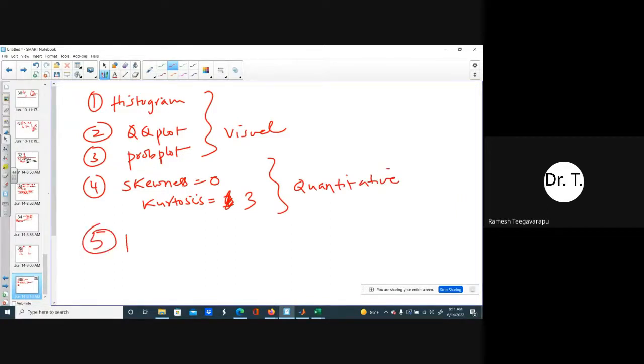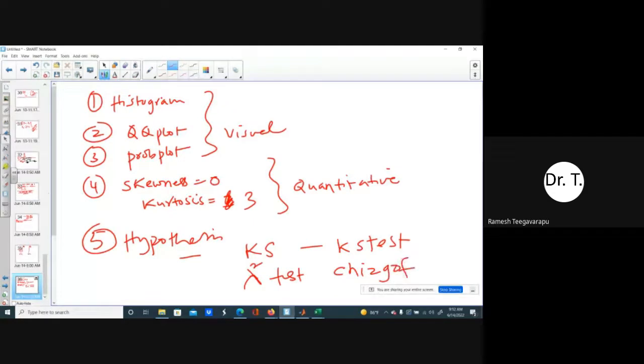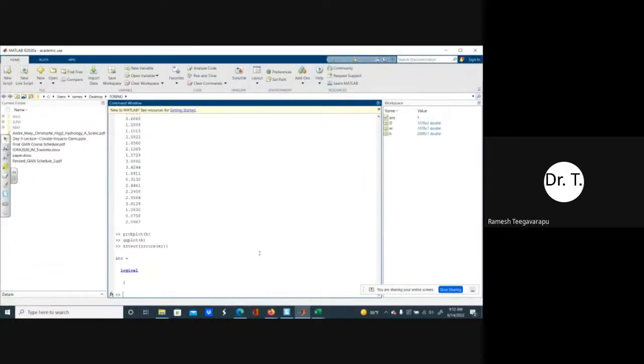And these are quantitative. Then we can do what we call hypothesis testing. The most famous tests are the KS test, that is the Kolmogorov-Smirnov test. Then there is the chi-square goodness of fit test, that in MATLAB you will be using as chi2gof. These are two tests. You can also do the Lilliefors test, and in MATLAB it will be lillietest. And then, as somebody suggested, we can also do the Anderson-Darling test. We can do all these tests, but of course it will be an overkill to check so many tests for normality. But that's okay, because sometimes a normality check is important because we want to make sure that the data follows a normal distribution so that we can apply certain parametric tests.